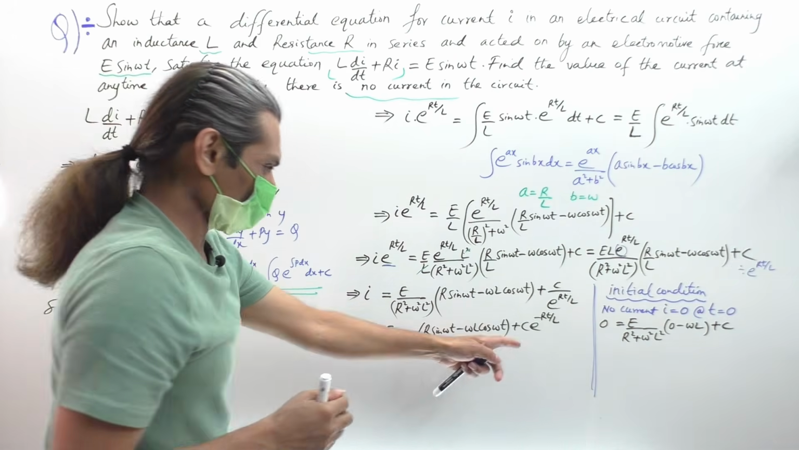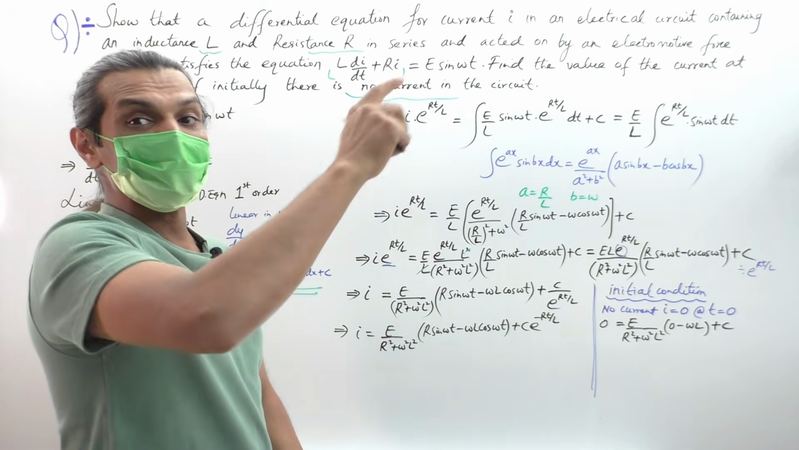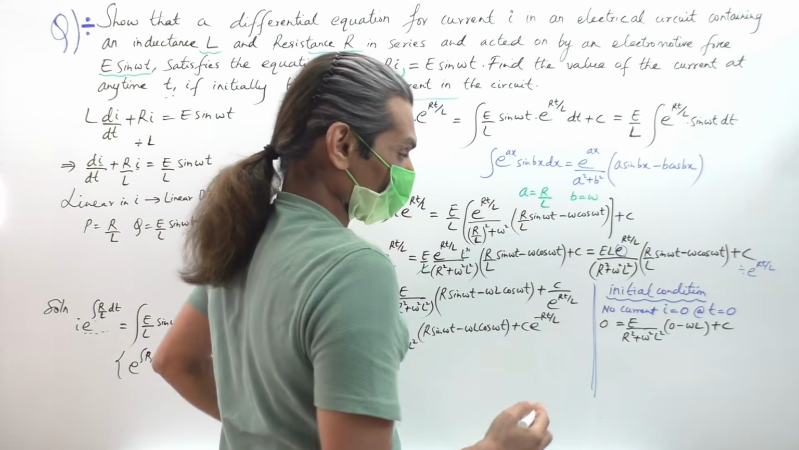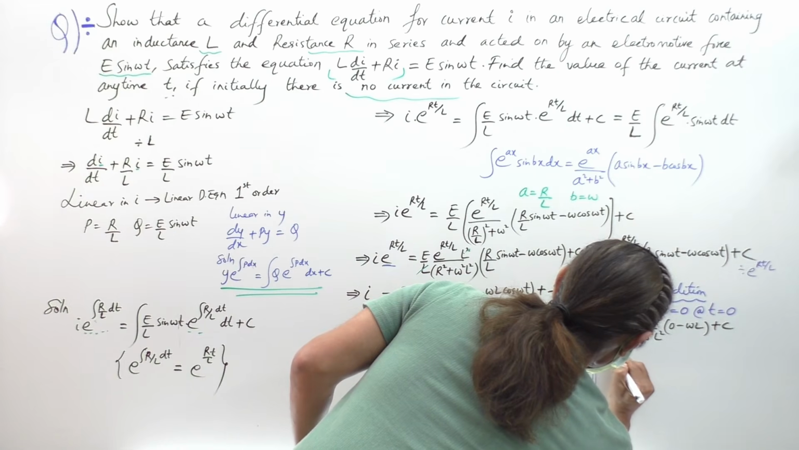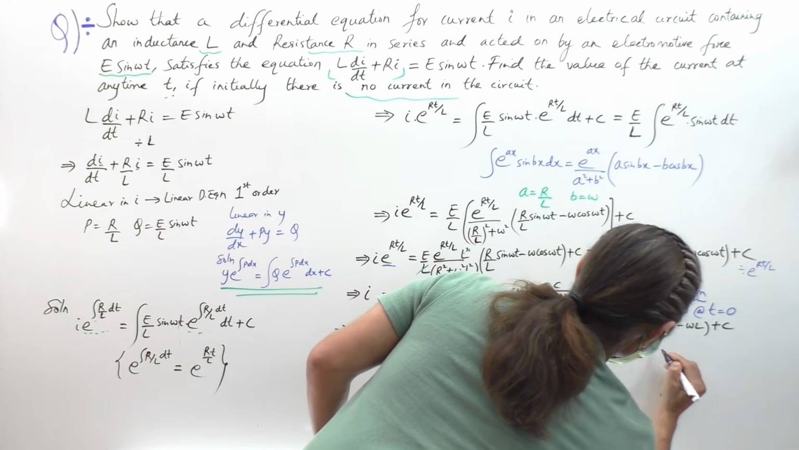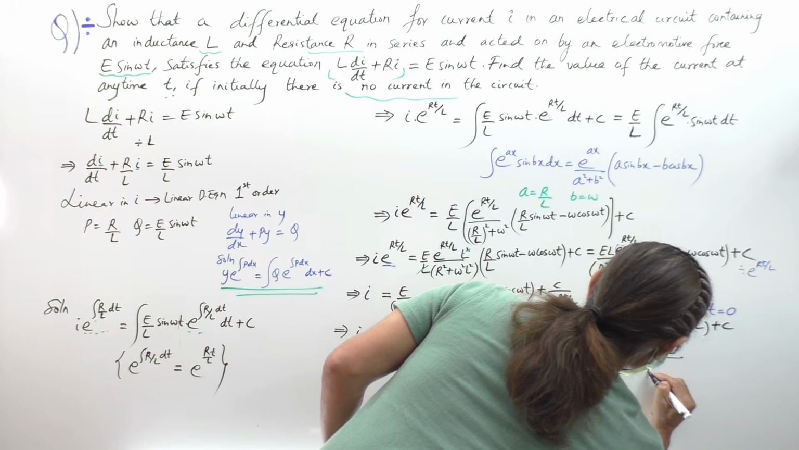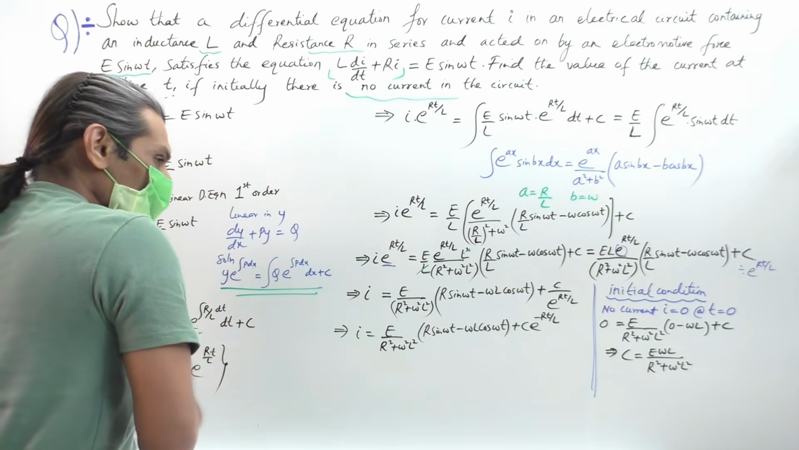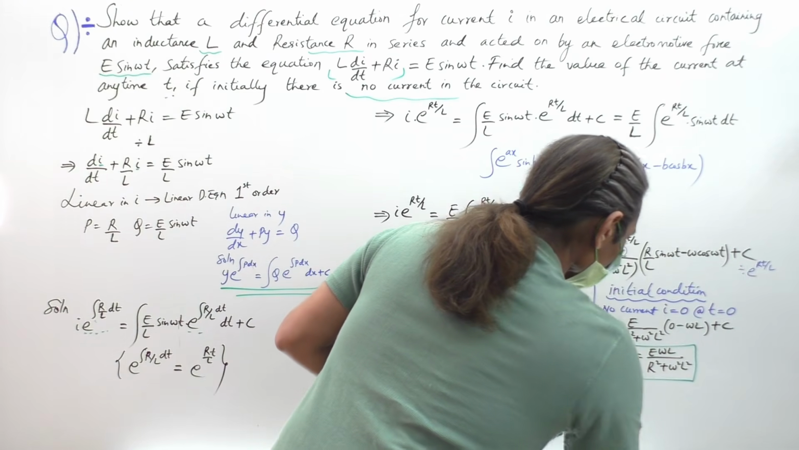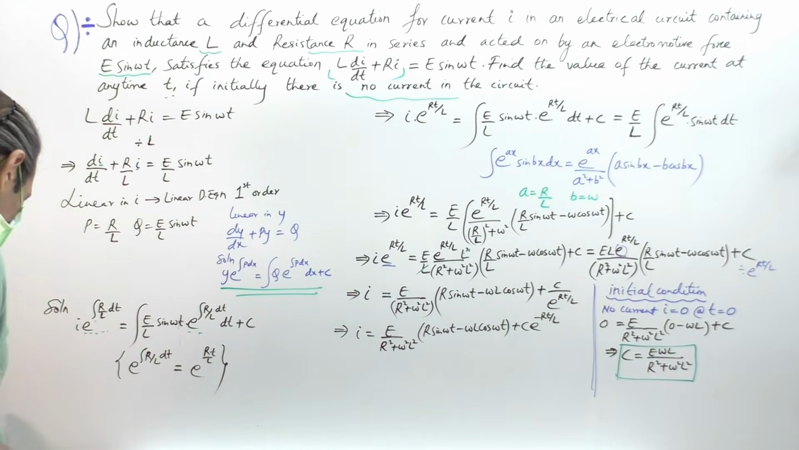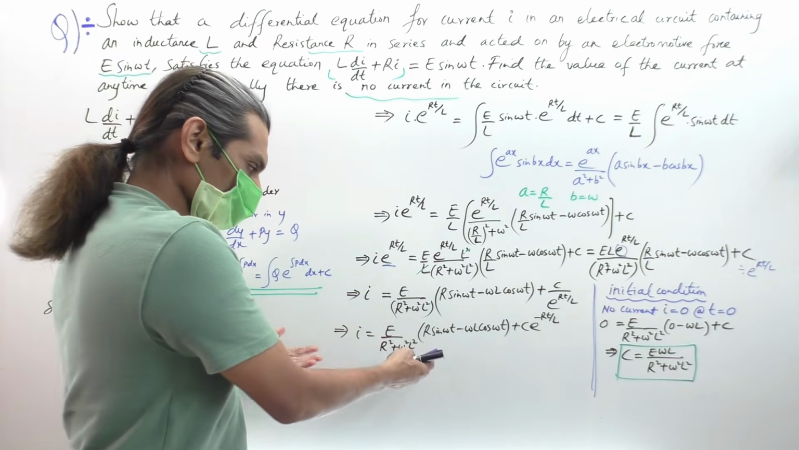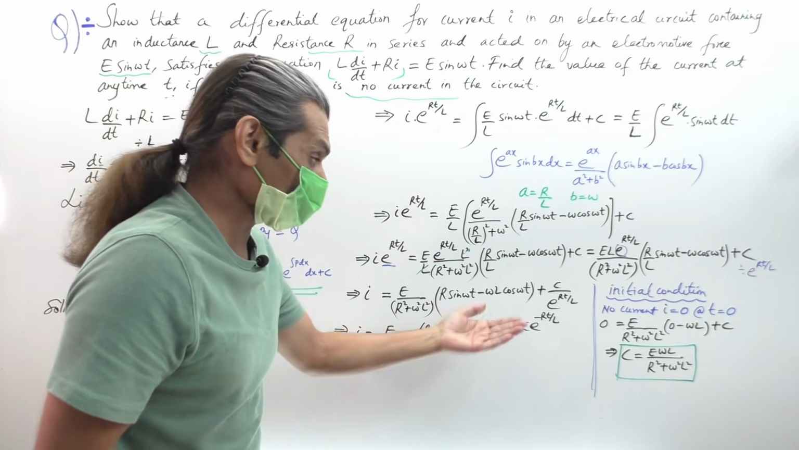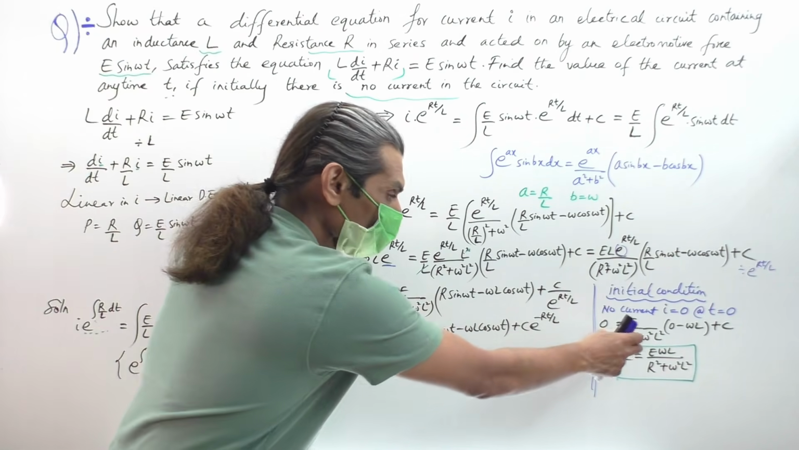Plus C. Why C? Because e raised to Rt by L, e raised to 0 is 1. Simple. Therefore, from here you get C is equal to E omega L whole divided by R square plus omega square L square. So we found this value of C here. Now this value of C, that is the constant, will complete the solution. We had a solution I is equal to E by R square plus omega square L square into R sin omega t minus omega L cos omega t plus C e raised to minus Rt by L. In place of C, put this, and you get the solution.